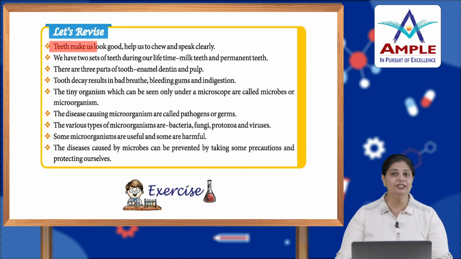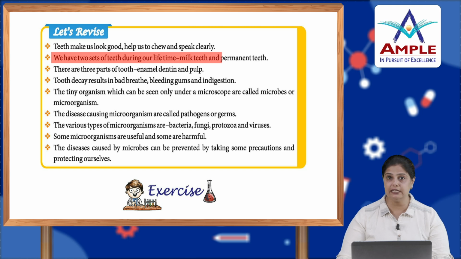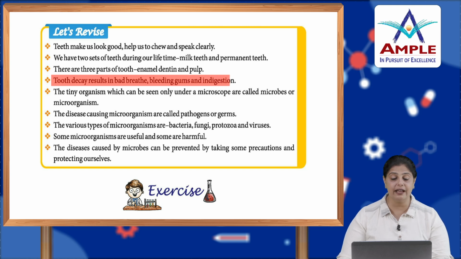Teeth, they make us look good, they help us to chew, and they help us to speak clearly. We have two sets of teeth during our lifetime, milk teeth and permanent teeth. There are three parts of tooth: enamel, dentin and pulp. Tooth decay results in bad breath, bleeding gums and indigestion.